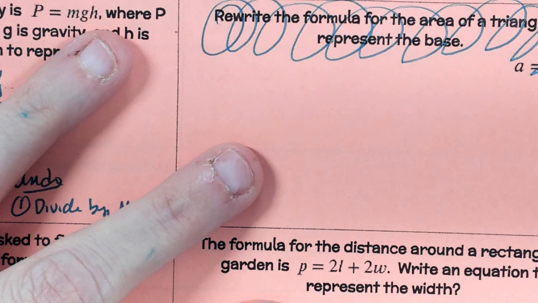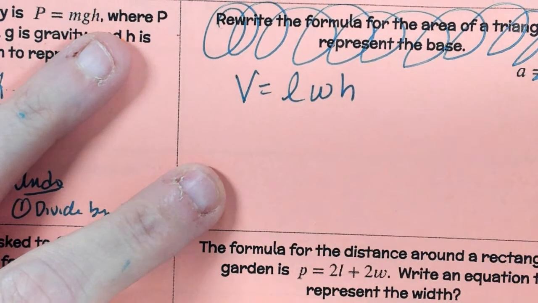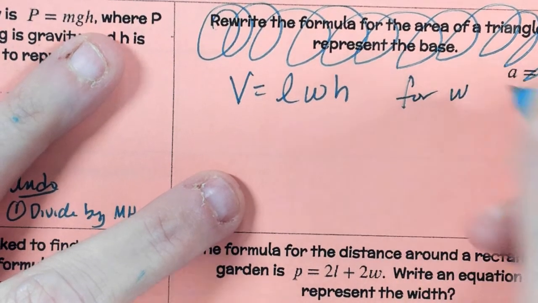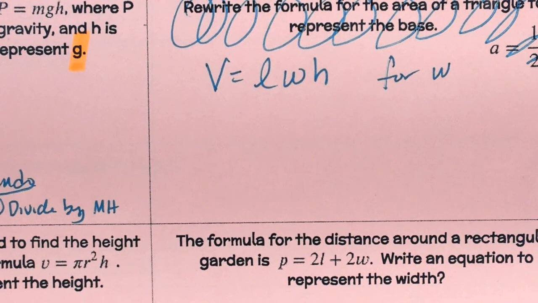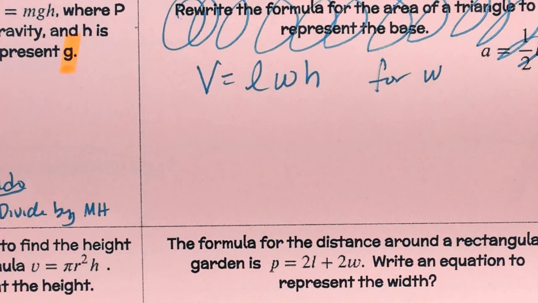Let's do V equals LWH, but I want you to write it in your notes. V equals LWH for W. That's LWH. So it's number 7. V equals LWH for W. L looks like a 1, so I do my L's fancy. Okay, take a minute and solve this one.